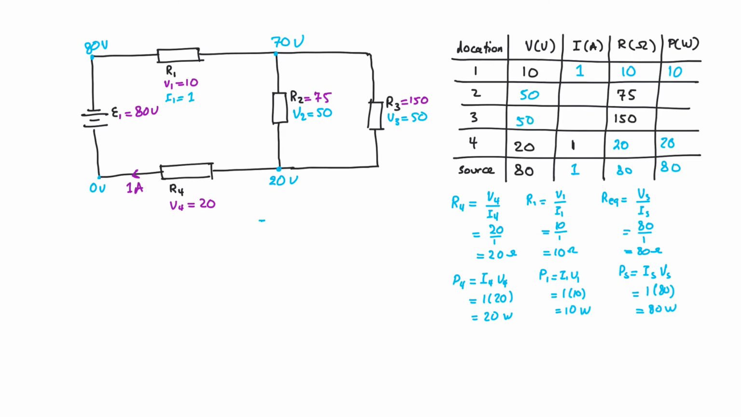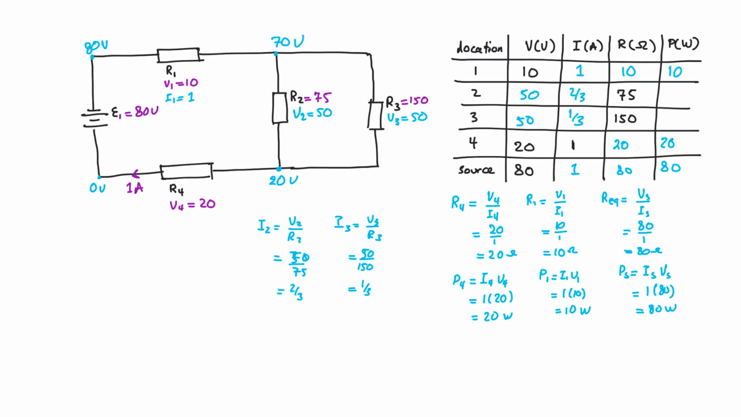To find the current across resistor 2, we're going to use V2 over R2, and for 3, V3 over R3. So we're going to have 50 over 75, and we are going to have 50 divided by 150. And we're going to have 2/3 here and 1/3 here. And we can just put those in. For 2, we got 2/3 and 1/3.